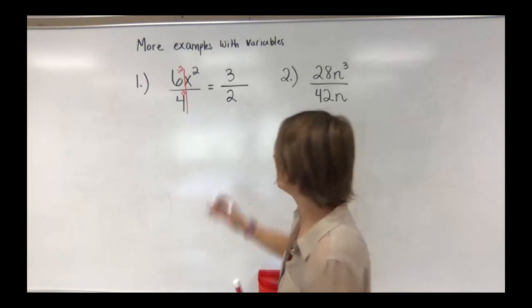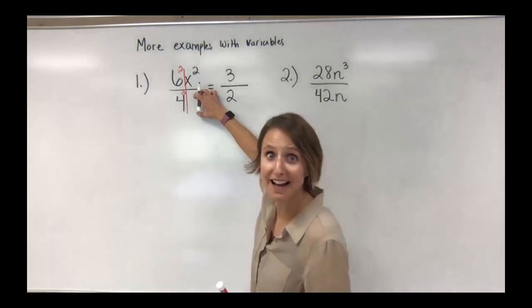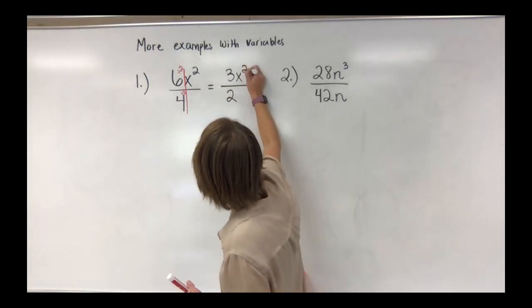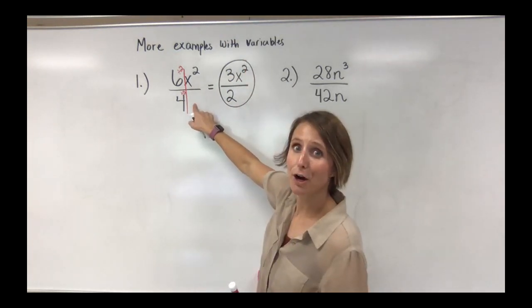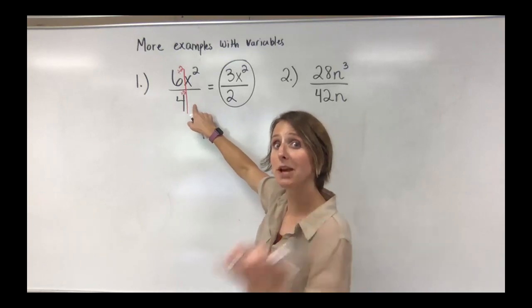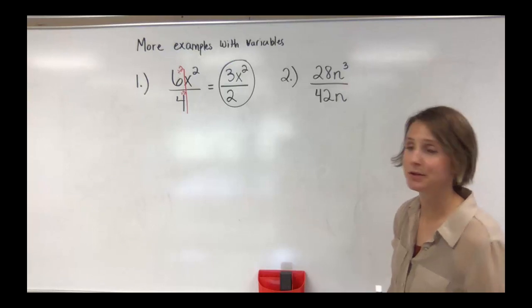That part I'm comfortable with. This part right here, x squared, I don't have anything to simplify that with on the bottom, so it just remains x squared. Here's the simplified version of our original expression. Not too different. We used what we already knew how to do with simplifying fractions. Go ahead and write down example 2.